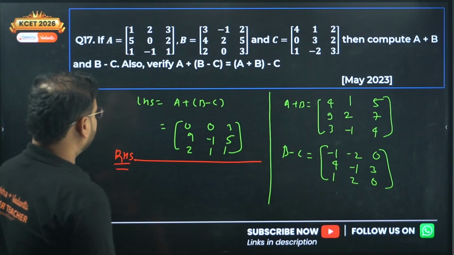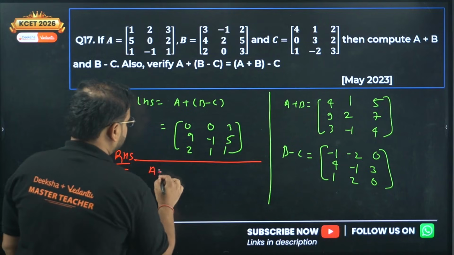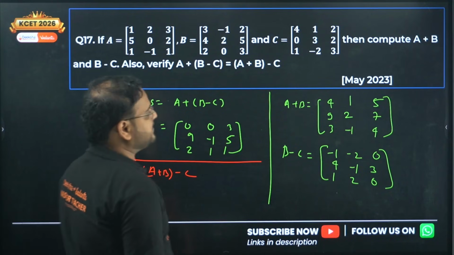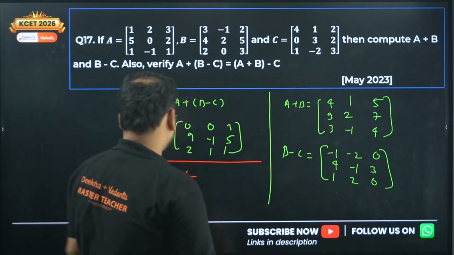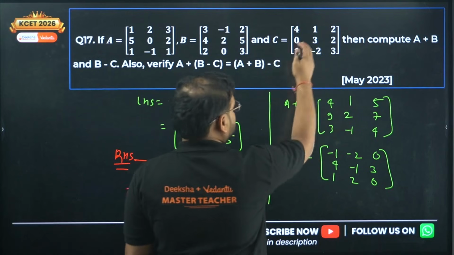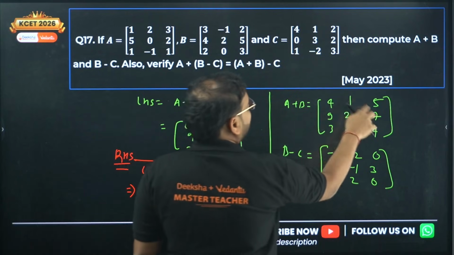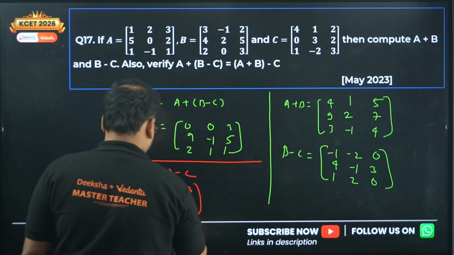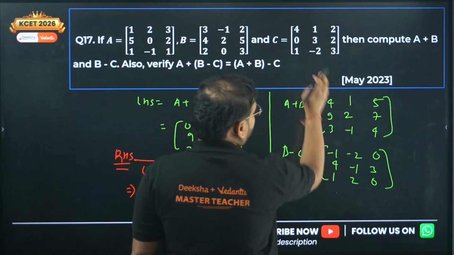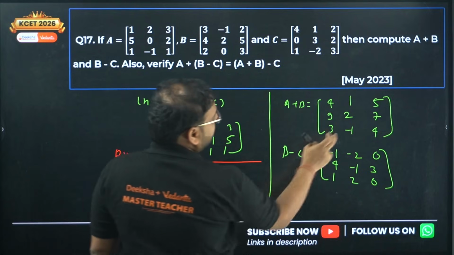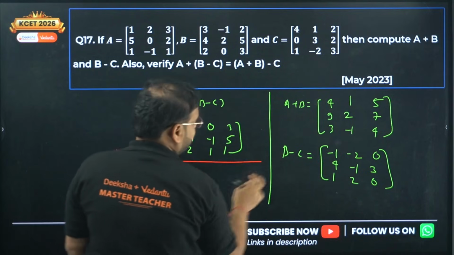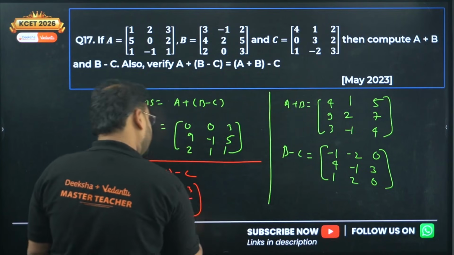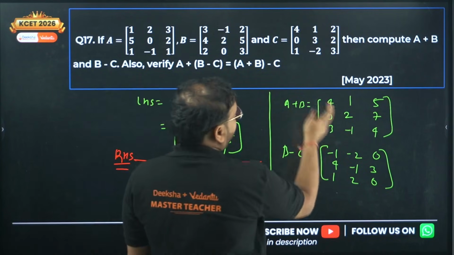RHS. What is that RHS? A plus B minus C. Let's find this out from here. A plus B is right here. Minus C. 4 minus 4, 0. 1 minus 1, 0. 5 minus 2, 3. Here, 9 minus 0, 9. 2 minus 3, minus 1. 7 minus 2 is 5. And 3 minus 1 is 2. And minus 1 minus 2 will become minus 1 plus 2, so 1. We have 4 minus 3 also as 1.